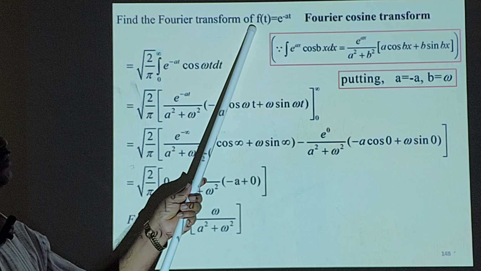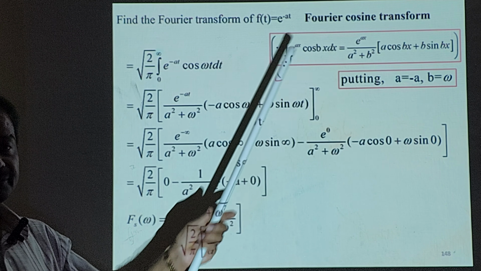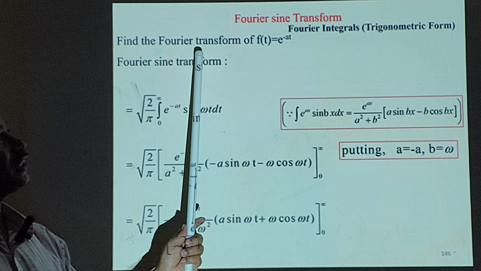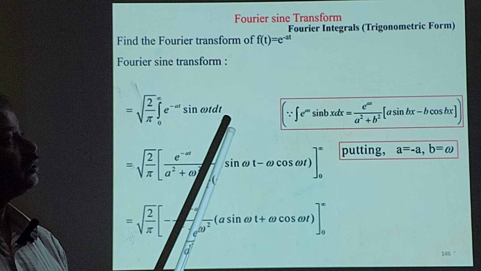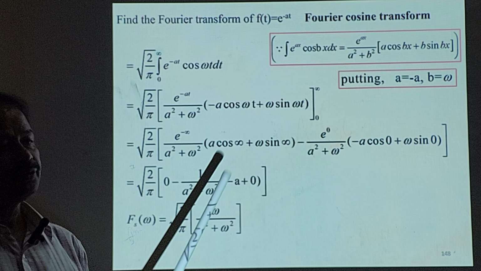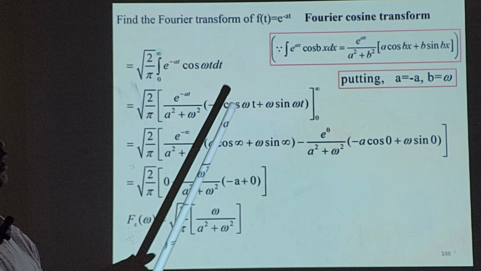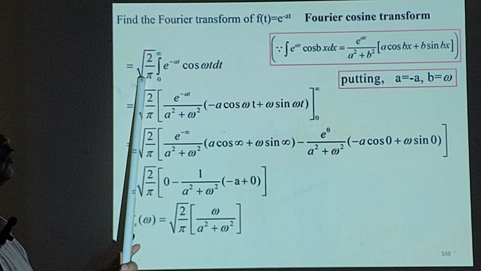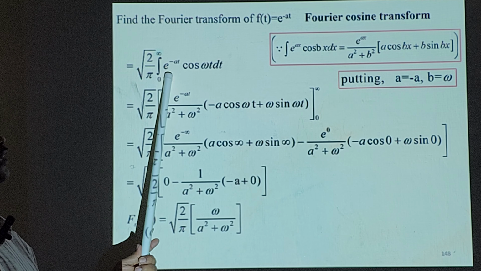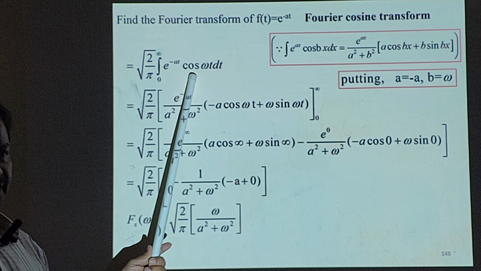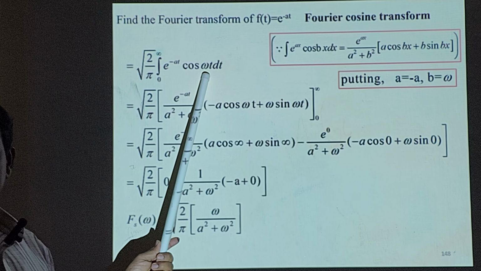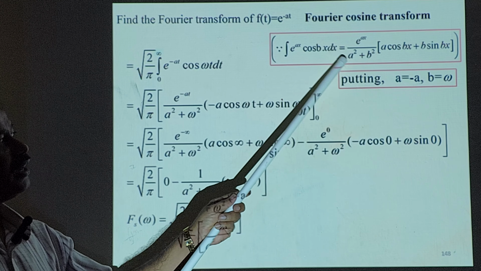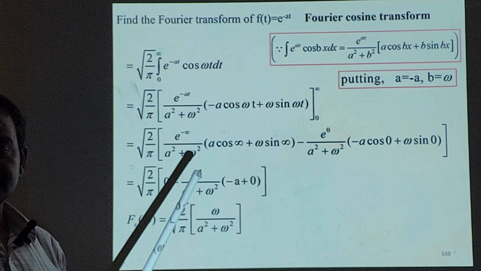Find the Fourier transform of f of t equals e power minus at, but this time we are going to use the cosine transform. Last time we discussed the Fourier sine transform, but this time we are going to discuss the Fourier cosine transform. The same function, f of t equals e power minus at. So we are going to use root of 2 divided by pi, integral 0 to infinity, e power minus at cos omega t dt. We are going to use this formula, which goes like this, and you have a equals minus a and b equals omega.